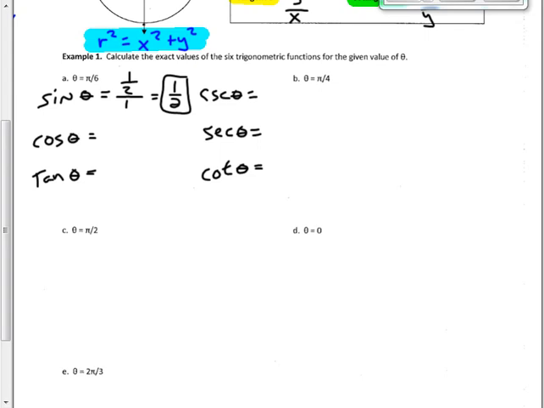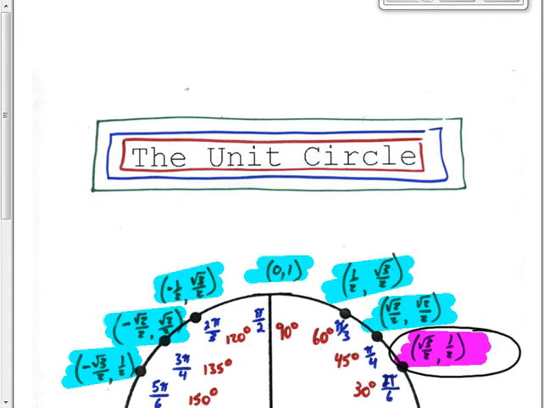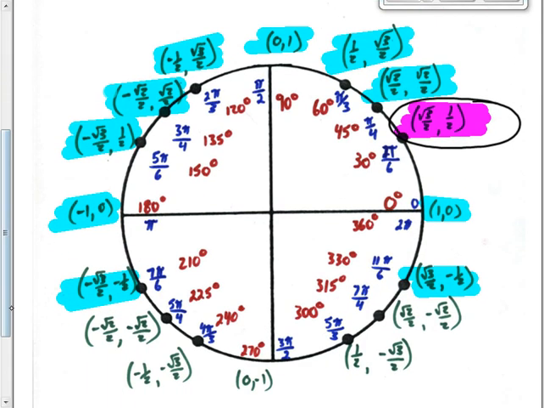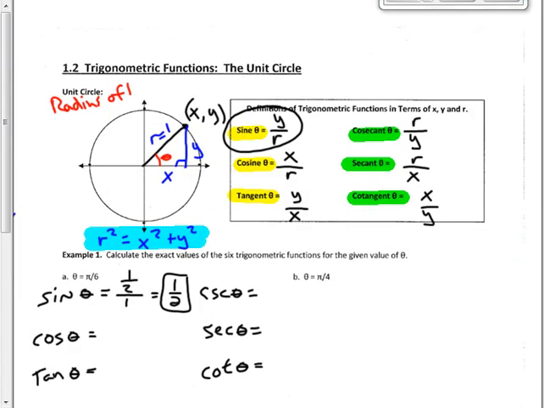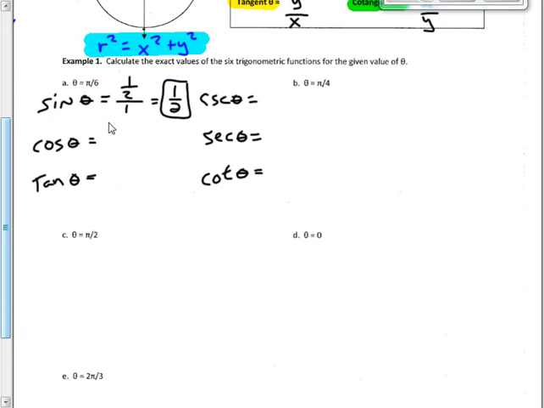Cosine, the cosine is x over r. So I go back to the unit circle. I'm still at pi over 6. X in this problem is the square root of 3 over 2. So I have square root of 3 over 2 here over the radius, which is 1. When I divide that by 1, nothing happens to it. So I get square root of 3 over 2. The tangent value is equal to y over x. Well, I have, again, both of those things. Y was 1/2. X was the square root of 3 over 2.